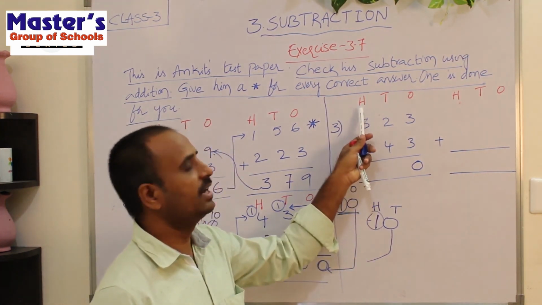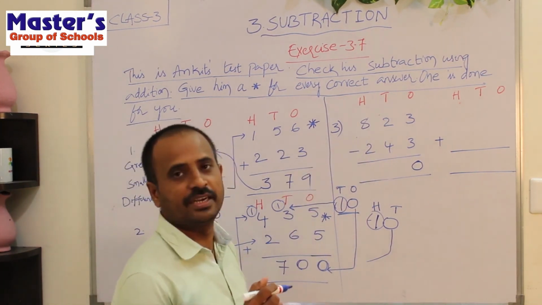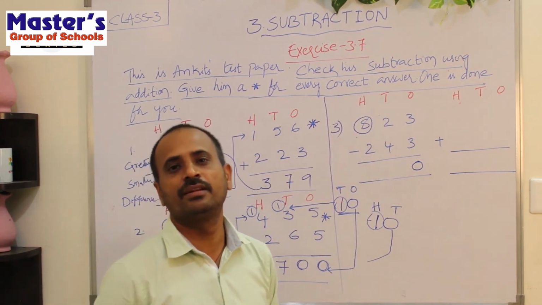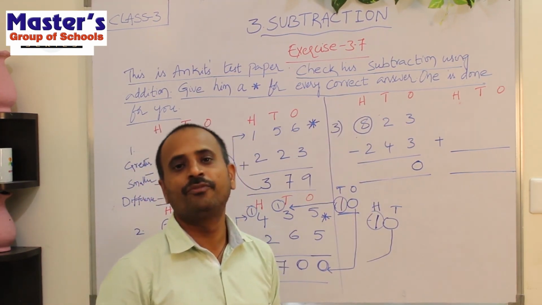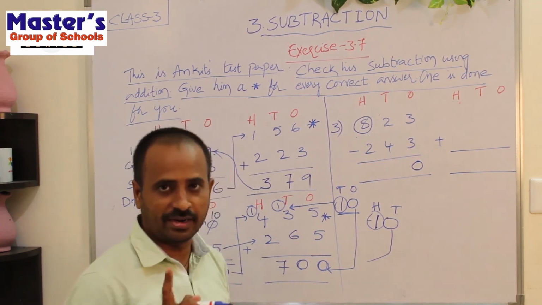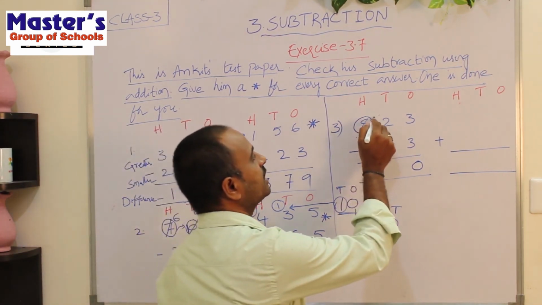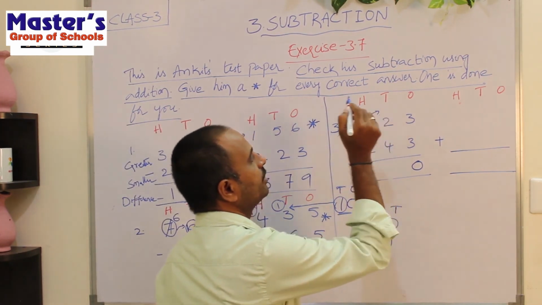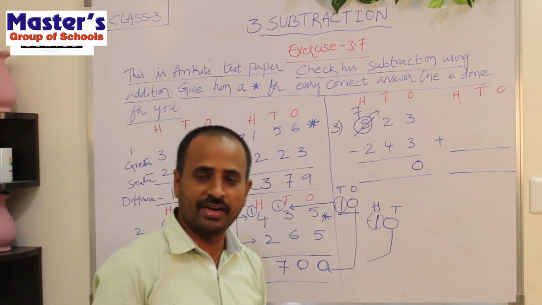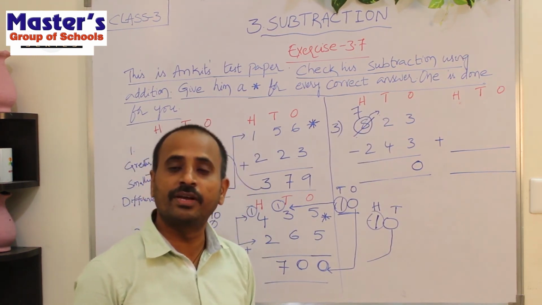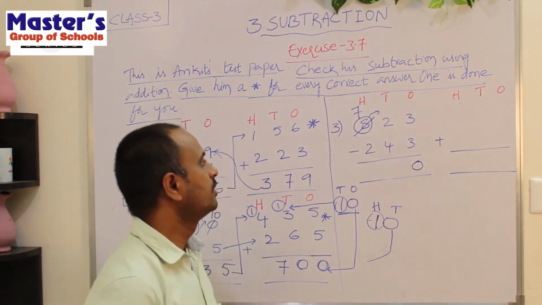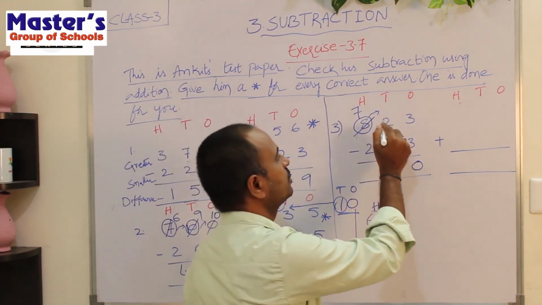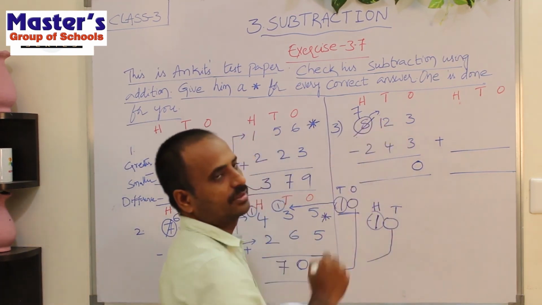What is the next place? Hundreds place. What is the digit present in hundreds place? 8 is present in hundreds place. That means 8 hundreds are there. So borrow 100 from 8 hundreds. If you borrow 100, how many hundreds will be there? There will be 7 hundreds, and carry 100 to the tens place. If you carry 100 to the tens place, 100 becomes 10 tens. So the 10 tens, and there are already 2 tens, total becomes 12 tens. So simply write 1 before the digit.